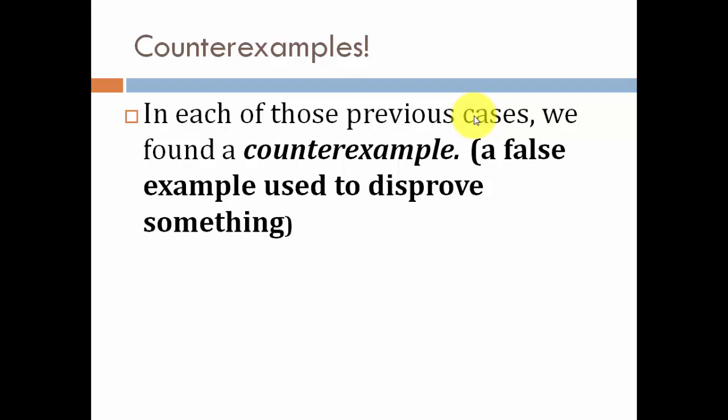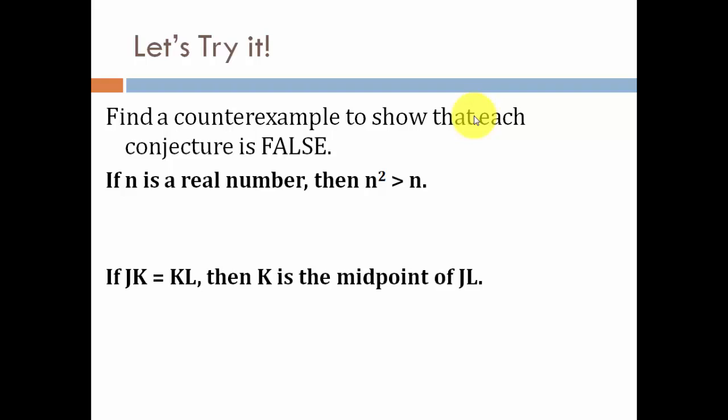So why were we just deciding true and false on those previous cases? It's because we were learning how to find a counterexample. A counterexample is a false example used to disprove something. So let's try finding counterexamples. Find a counterexample to show that each conjecture is false.